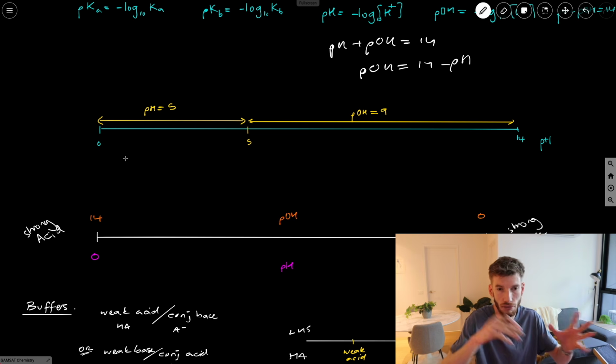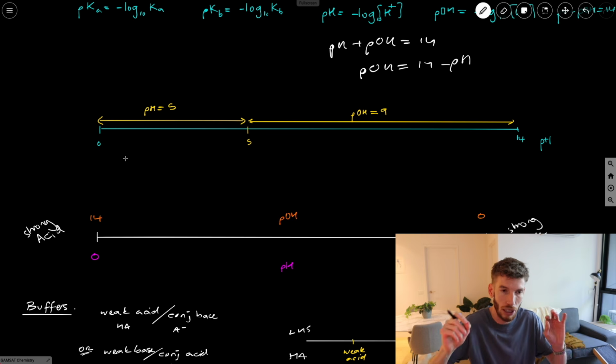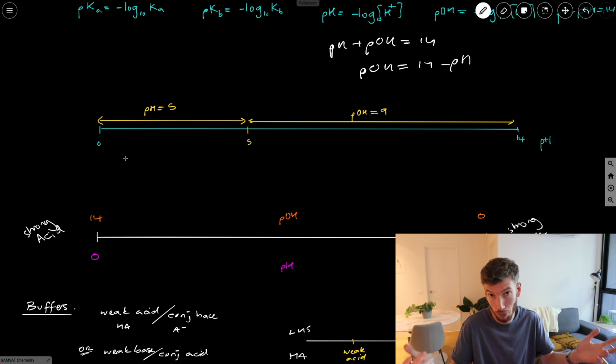So if it's pH 5, its pOH would be 9. Low means strong, high means weak, but it depends on what you're talking about. If you're talking about acidity, low pH, because that's a measure of acidity, means strong acid. High pH means weak acid, or really a very strong base. So weak of an acid that it's actually a base, and vice versa.